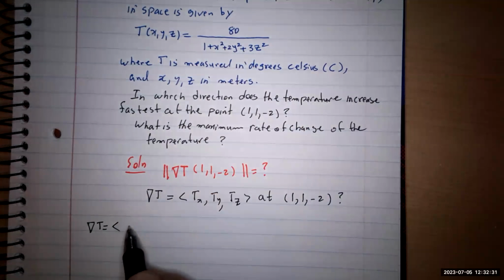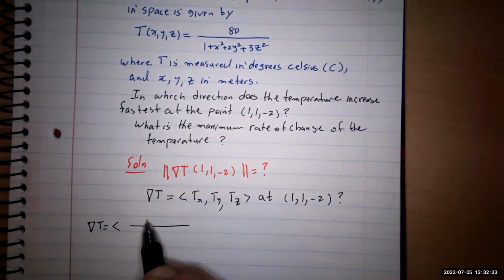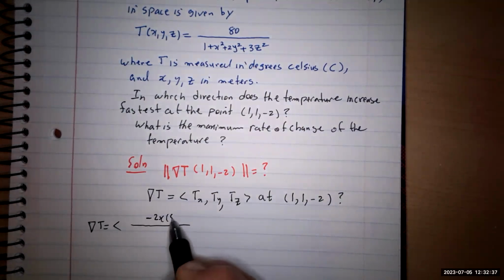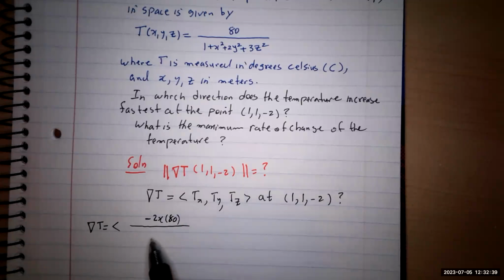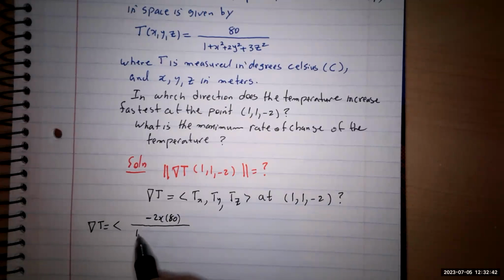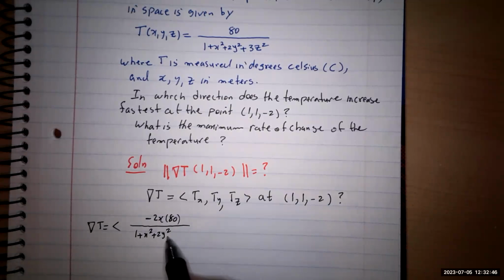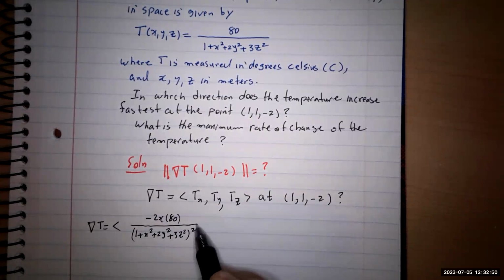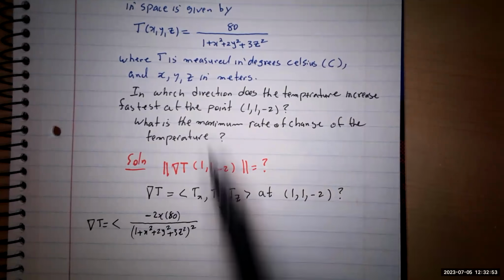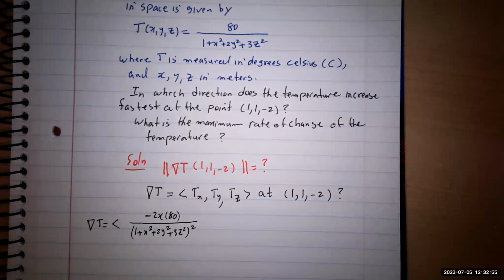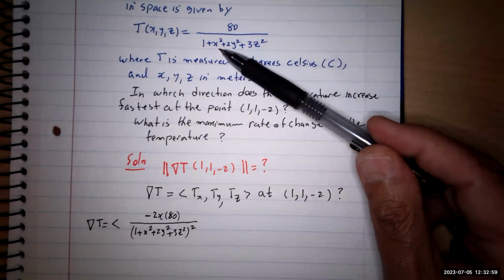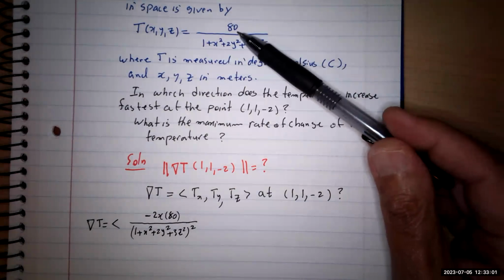Okay, so I write it down. The numerator would be -2x times the top, which is 80, divided by the bottom squared. The bottom squared would be (1 + x² + 2y² + 3z²) all squared. The other components are going to be similar, just using the quotient rule. The derivative of the top is 0, and the derivative of the bottom for x² is 2x, times the top.